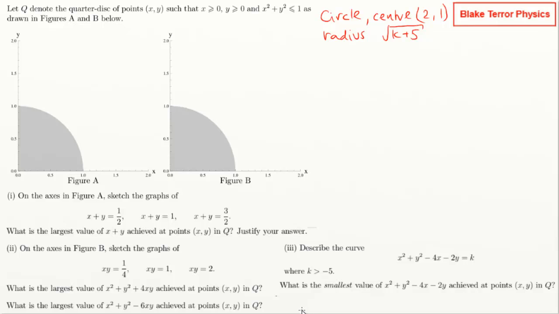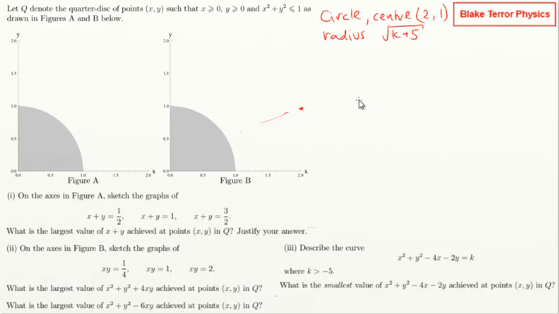What is the smallest value of x squared plus y squared minus 4x minus 2y? All right, so this circle, smallest value achieved at points x, y in Q. So the smallest value of this circle inside Q. So this is a center 2, 1. So let's mark it on one of these then. So we've got a circle with center there, that's 2, 1. And it's got some radius, but we don't know what the radius is.